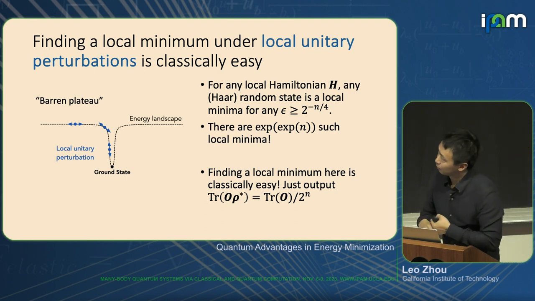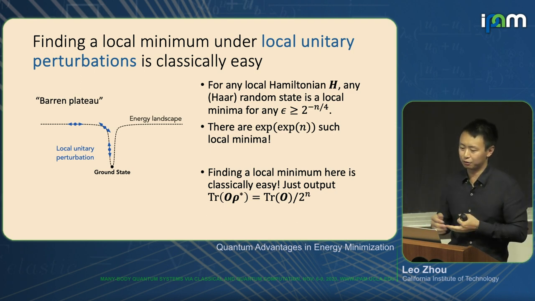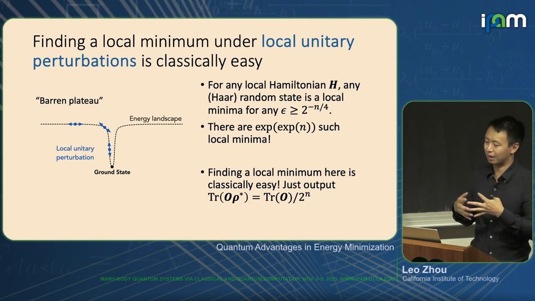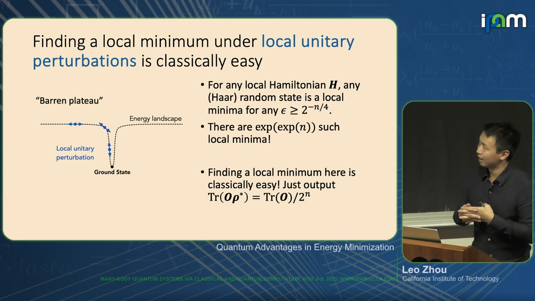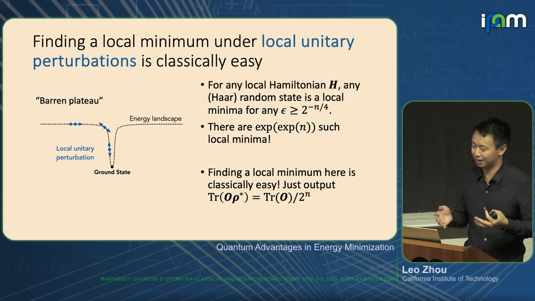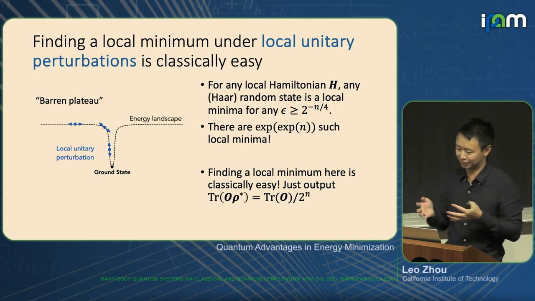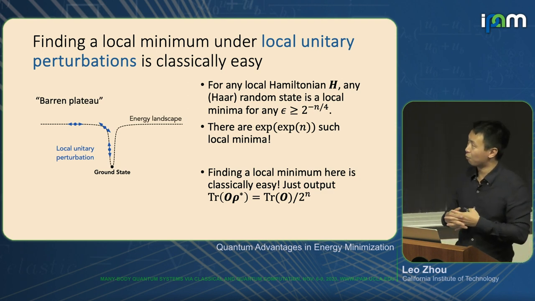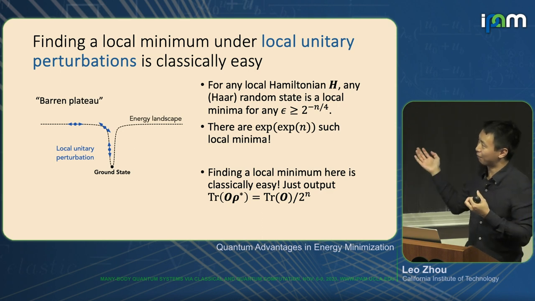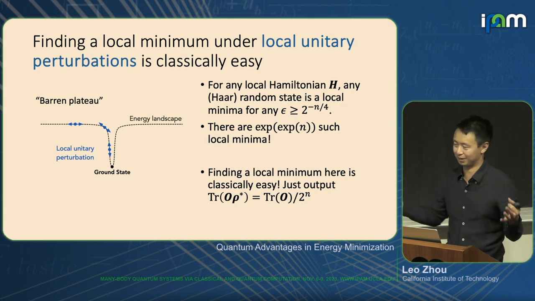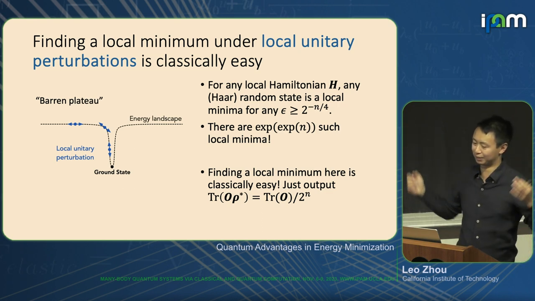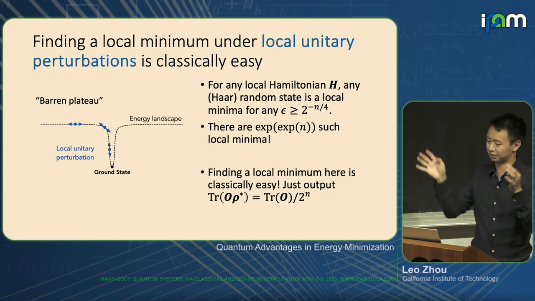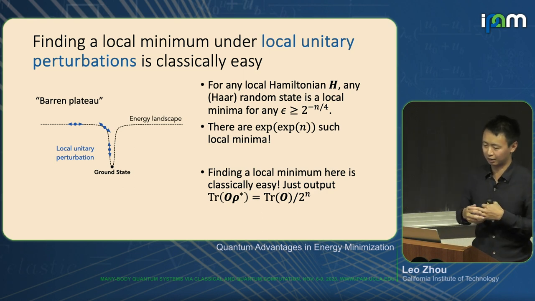So first, the result, which is not surprising, is that finding a local minimum under local unitary perturbations is actually classically easy. A simple way to see this is that, given any local Hamiltonian, you can prove that any hard random state is a local minimum with an epsilon precision parameter that you can make very small, even exponentially small. Since any hard random state is a local minimum, there are doubly exponentially many local minima, because there are doubly exponentially many hard random states if you consider some epsilon covering net.